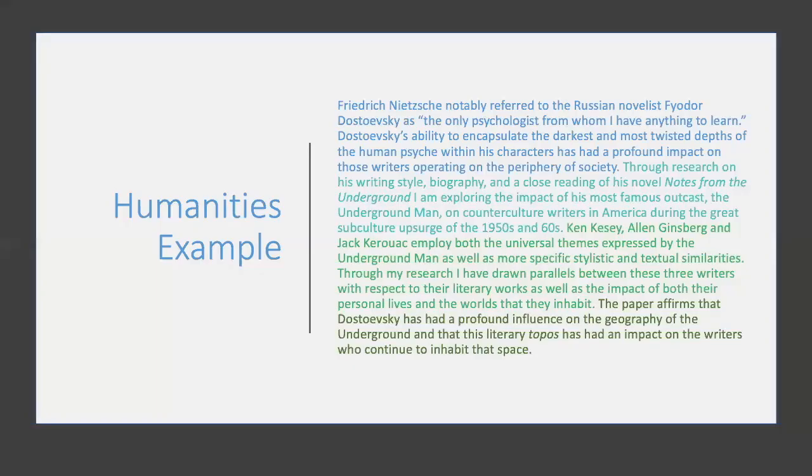Let's begin. Here is a humanities example. You'll see that the problem being addressed is Dostoevsky's ability to encapsulate the darkest and most twisted depths of the human psyche and the impact that this has had on other writers. So here, the researcher reviewed his writing style, biography, and read the novel Notes from the Underground to explore the impact of Dostoevsky's most famous outcast, The Underground Man. What the researcher found is that other artists use these same universal themes expressed by The Underground Man. And the researcher was able to draw parallels between the three writers mentioned. The greater impact is that this paper affirms Dostoevsky's influence and impact on other writers, particularly writers of the underground.